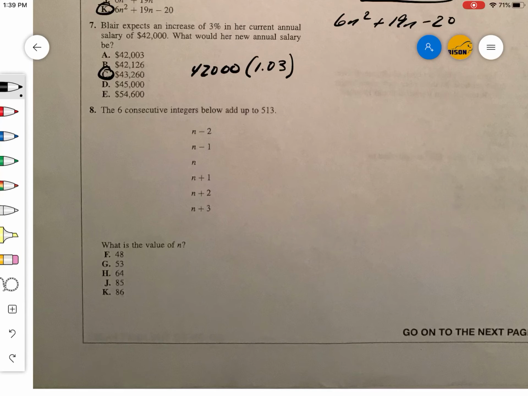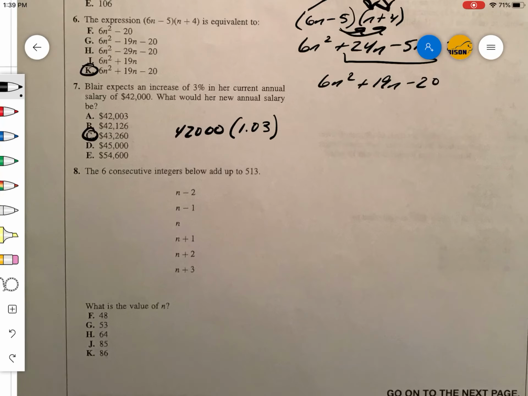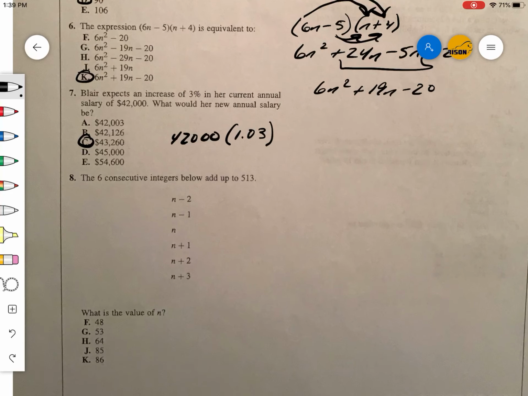If you start in the middle and your answer is either too high or too low, it'll tell you which way to go. So I'm going to start with 64 as my first one. If n is 64, then this is 63, 62, 65, 66, 67. Okay, so if I were to add that all up, 62 plus 63 plus 64 plus 65 plus 66 plus 67 gives me 387.